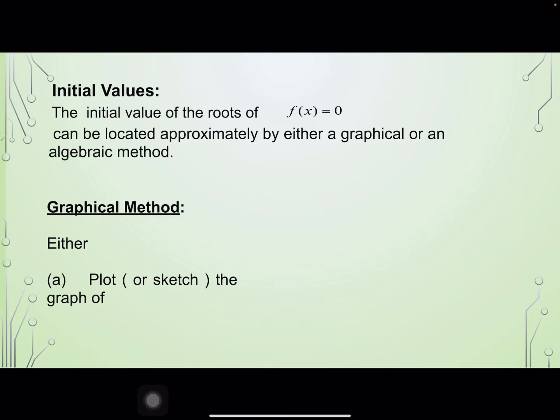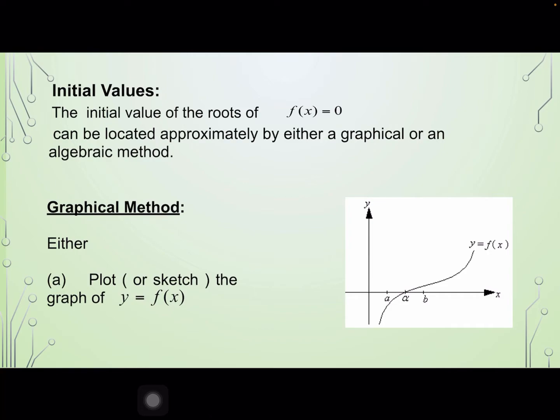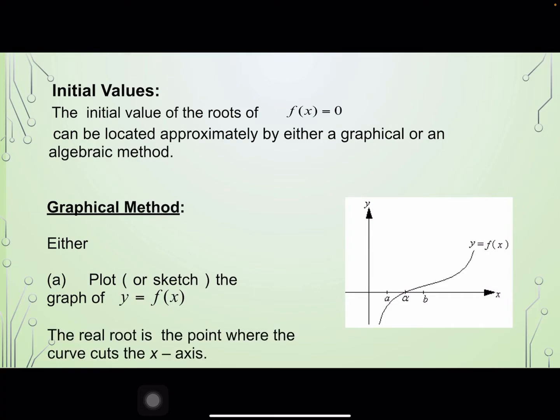Now we go to the graphical method. Either A, plot or sketch the graph of f(x). For instance, we have this curve for f(x). So, the real root is the point where the curve cuts the x-axis. For this example, the root is alpha.